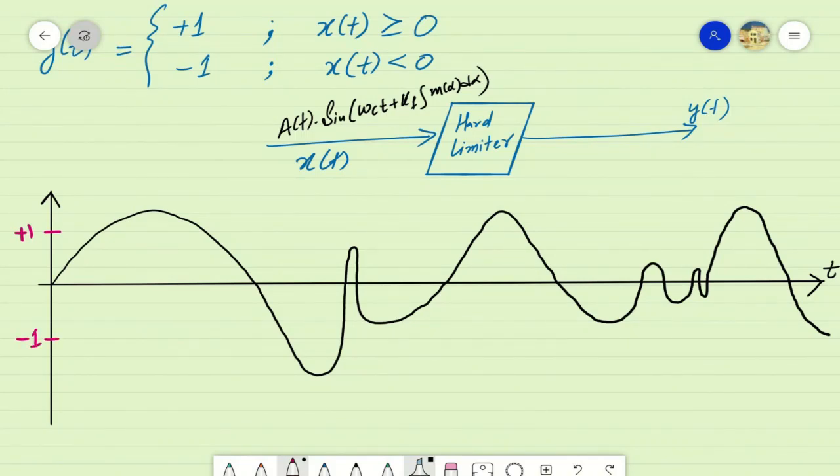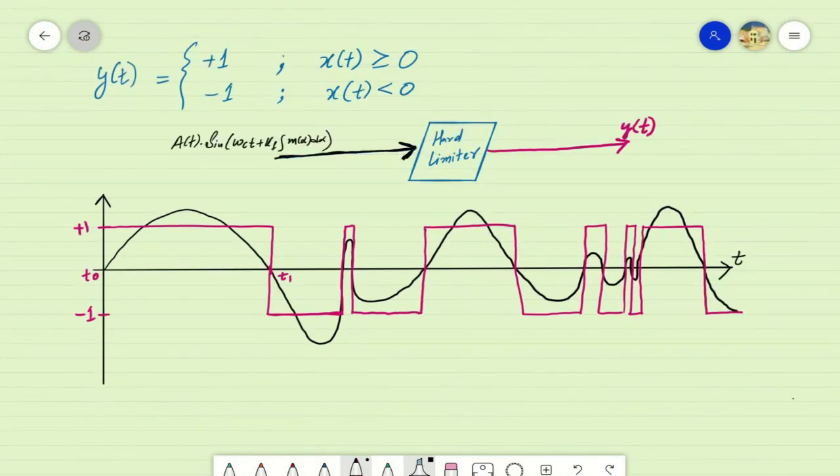For the cases where the amplitude of this signal is higher than 0, for example from time instant 0 to a certain time instant t1, for this case we have an amplitude greater than 0. So after passing this signal through a hard limiter, we will obtain an amplitude equal to +1 for this time span. Similarly, for the time span where the amplitude is less than 0, the output signal generated from this hard limiter will have a constant amplitude that is -1, and so on.